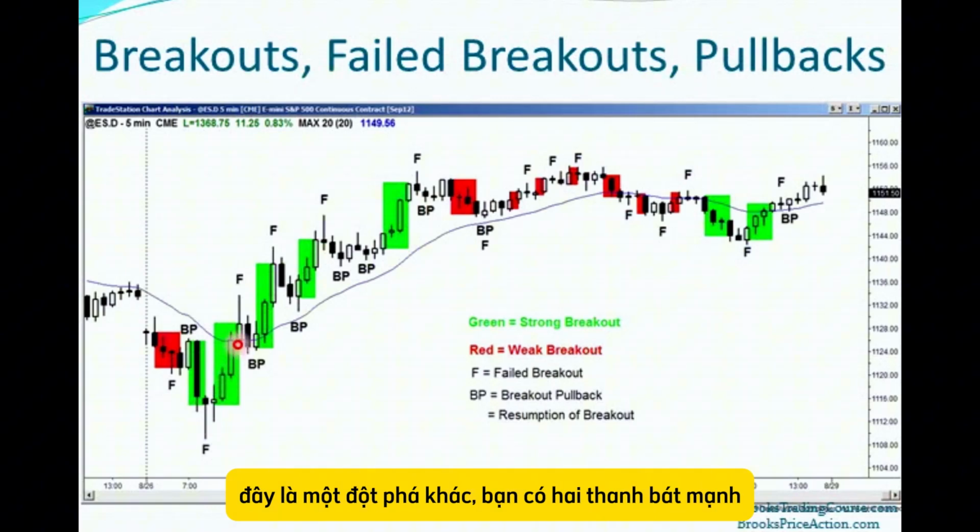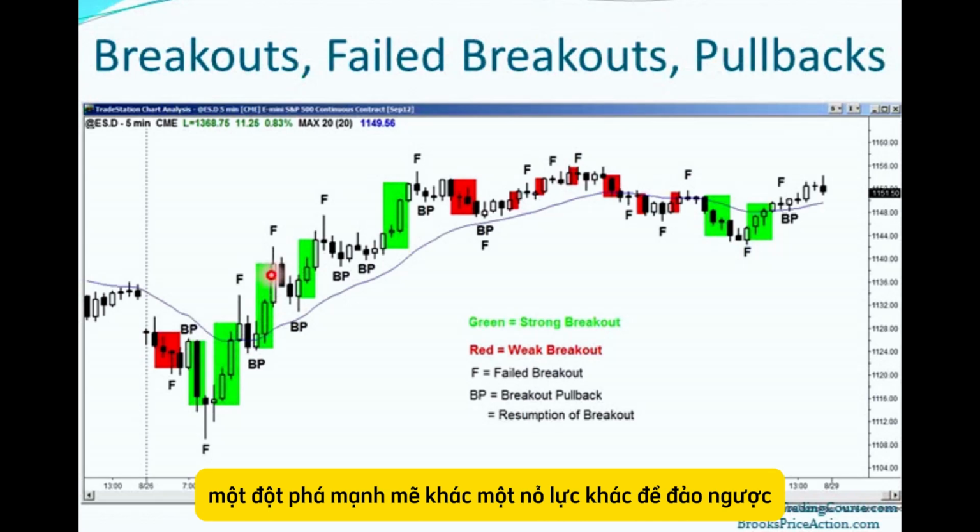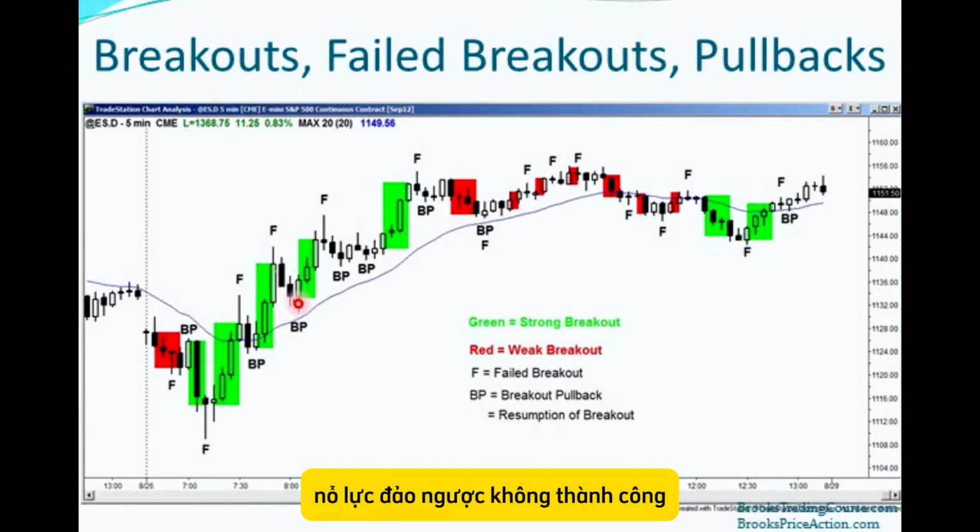Here's another breakout. You have two strong bull bars. You have a third bull bar with a big tail. And now we have a reversal attempt. The reversal attempt became a breakout pullback. BP, breakout pullback, a pullback from the breakout. Another strong breakout, another attempt to reverse. The attempt to reverse failed, and it became simply a pullback, a breakout pullback. So you got a breakout and a pullback, a breakout pullback buy setup.